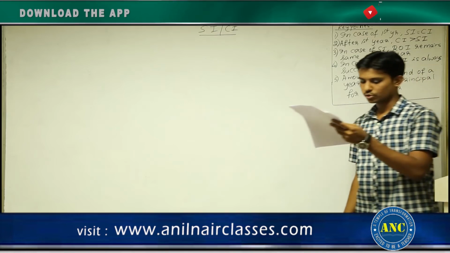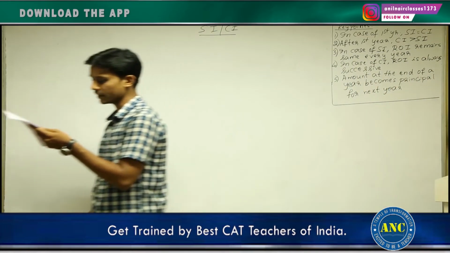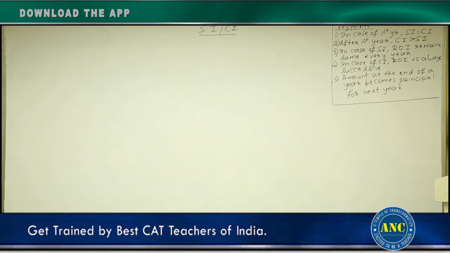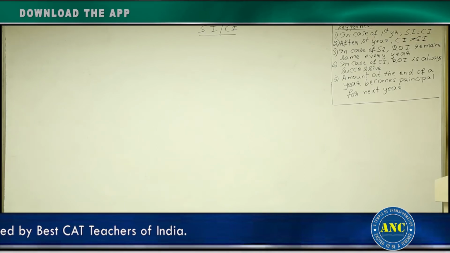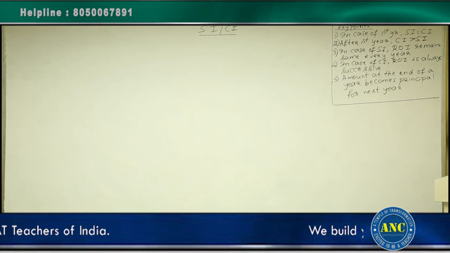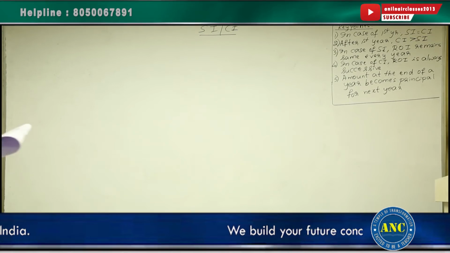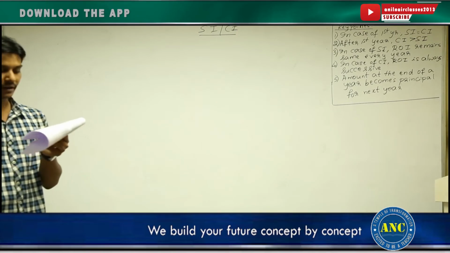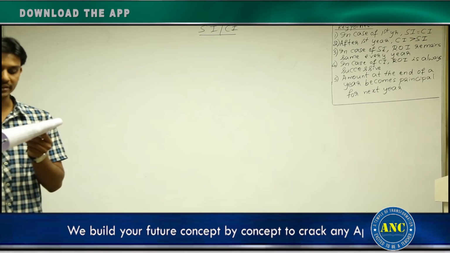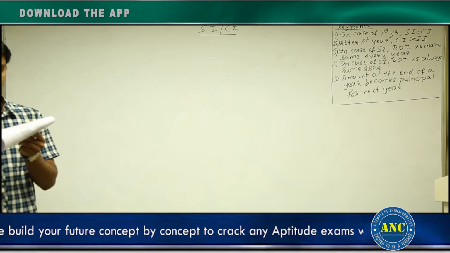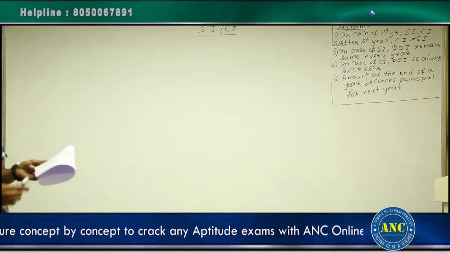Eighth one. Sunanda took a loan of 1200 with simple interest for as many years as the rate of interest. They are telling that the number of years and rate of interest are both the same. If she paid rupees 192 as interest at the end of loan period, what was the rate of interest?